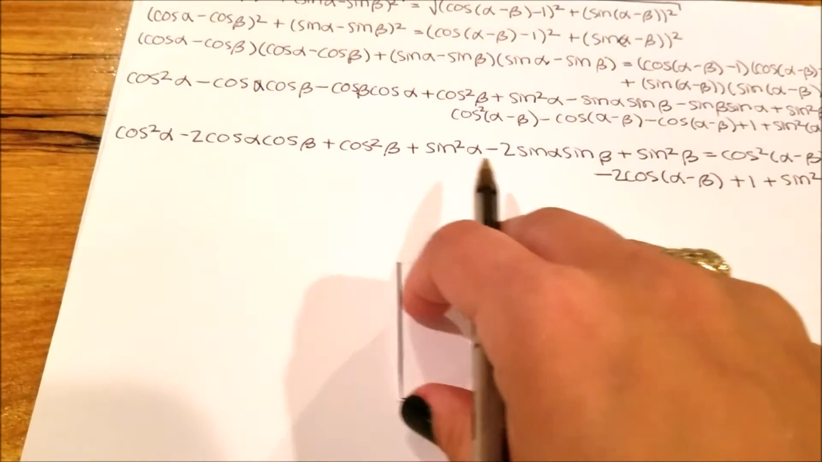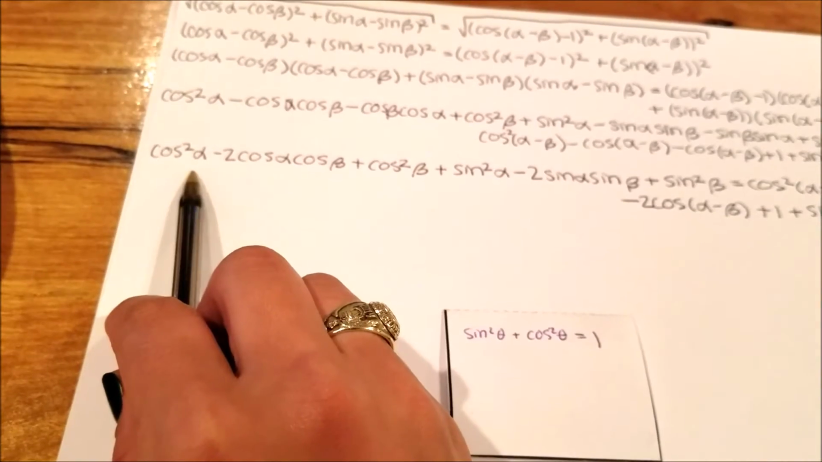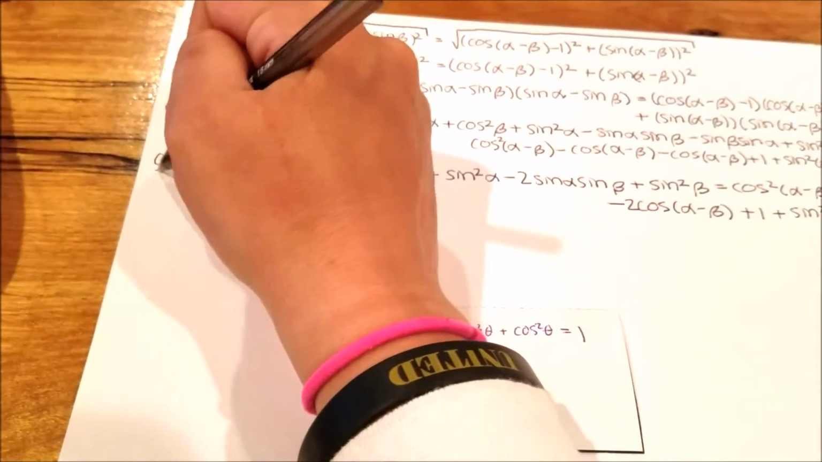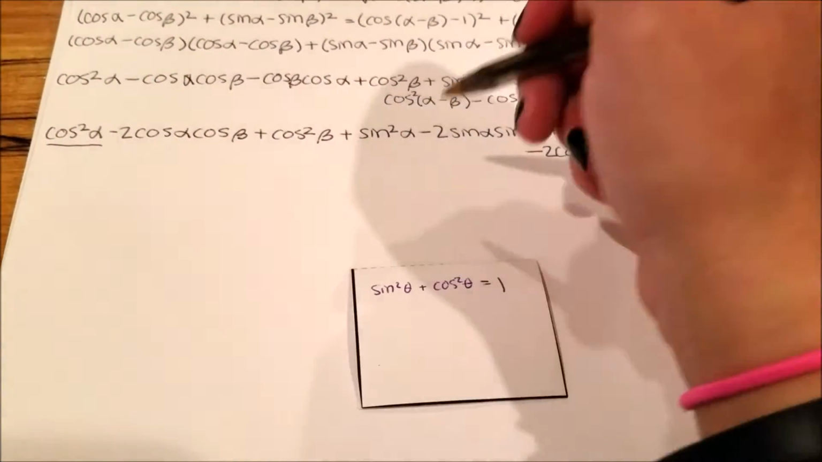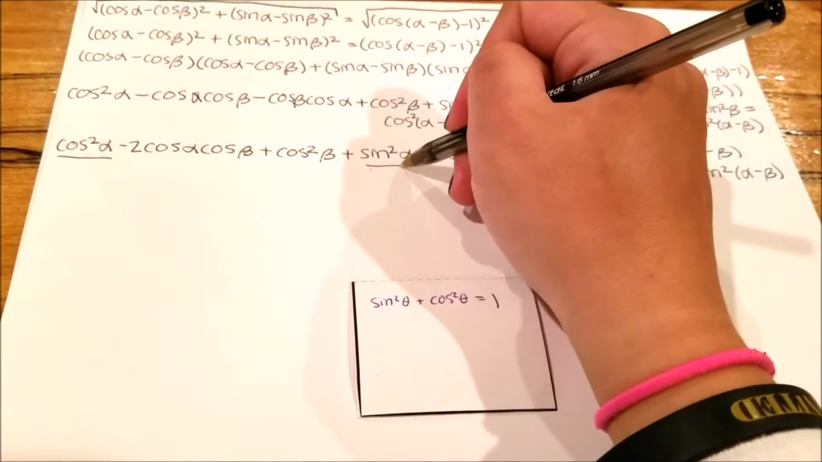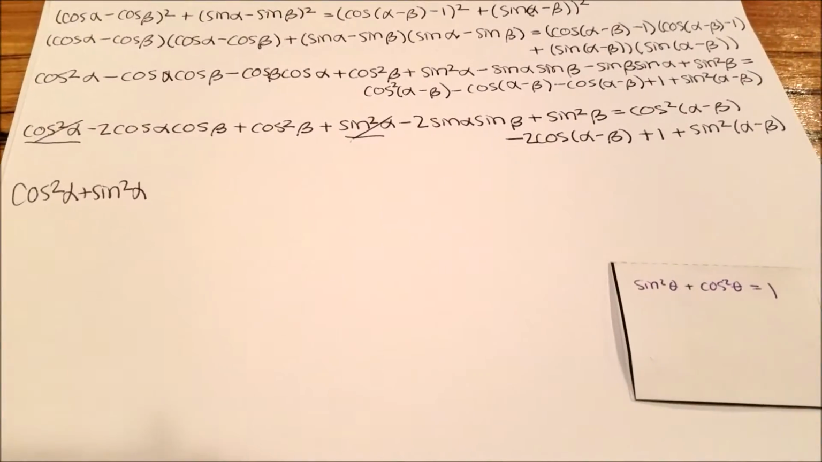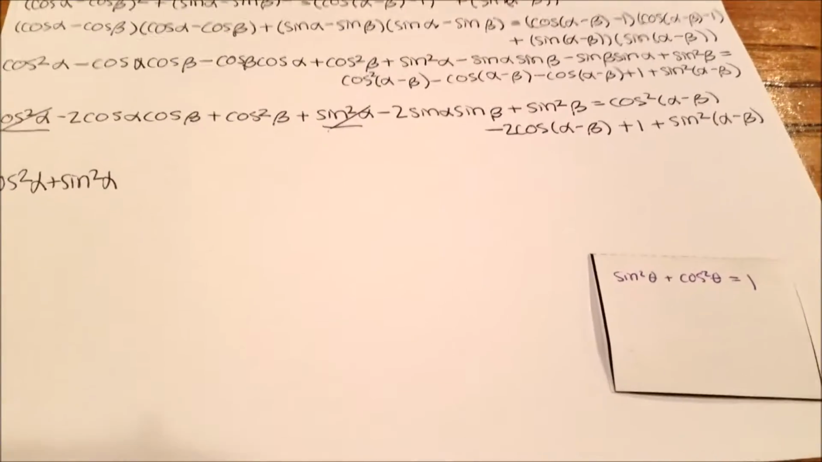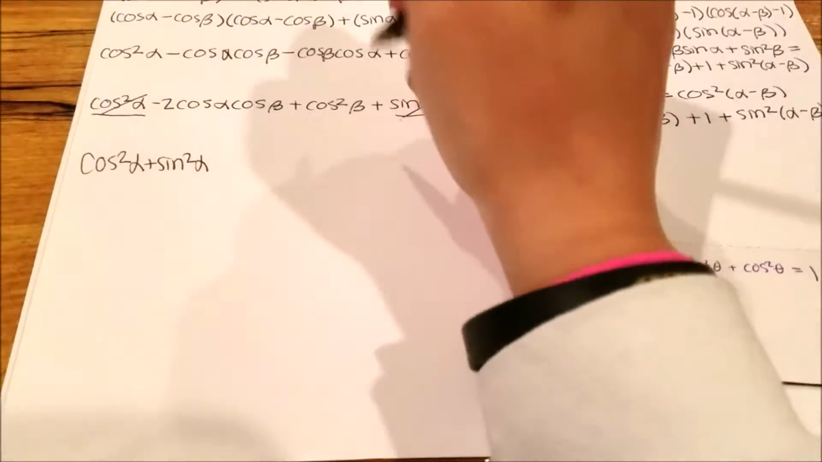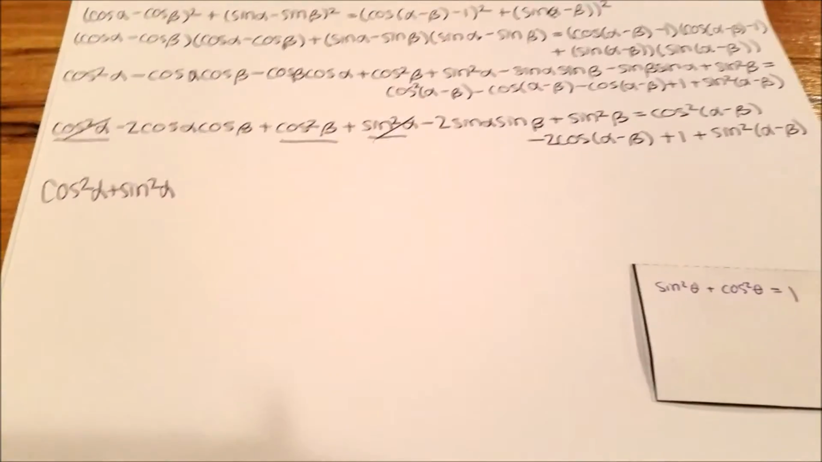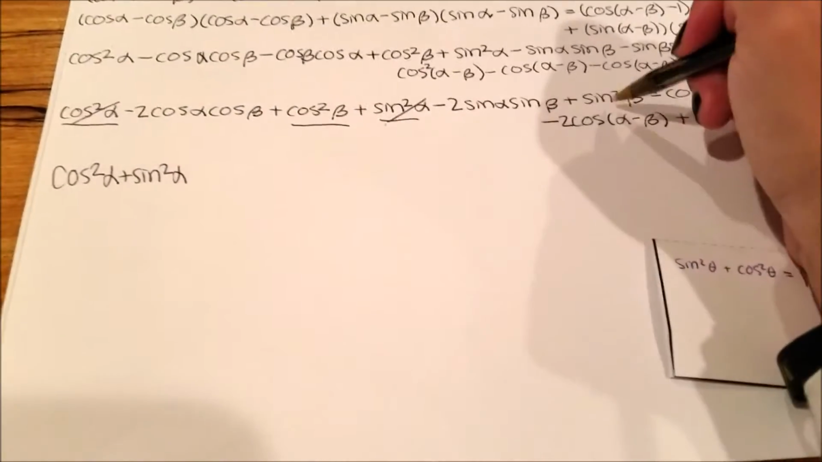The first one I have is cosine squared alpha. So I need to match it with a sine squared alpha, which you see here. The next squared term that I come across is cosine squared beta. I need to pair it up with a sine squared beta.